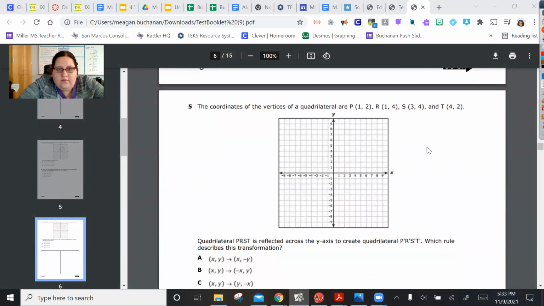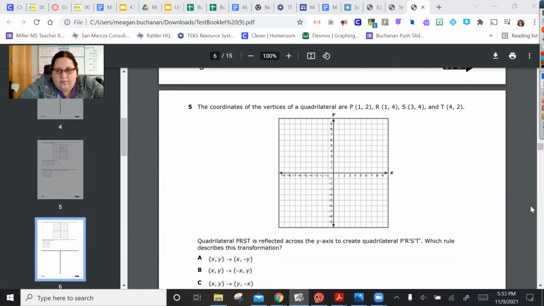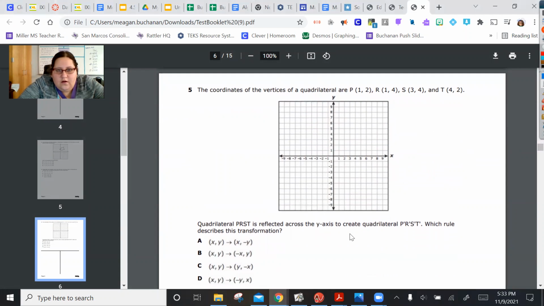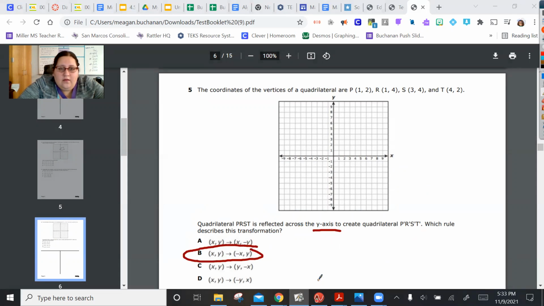The coordinates of the vertices of the quadrilateral are shown right there. Okay, quadrilateral PRST is reflected across the y-axis to create PRST. Which rule describes this? Once again, this time we're reflecting across the y-axis, so we're going to negate our x values. So B. Pretty much all you need on most of these are just your definitions. What is the definition to make these things happen?